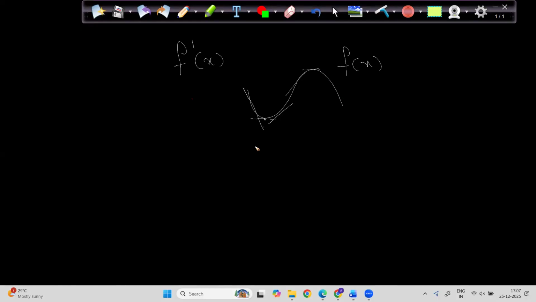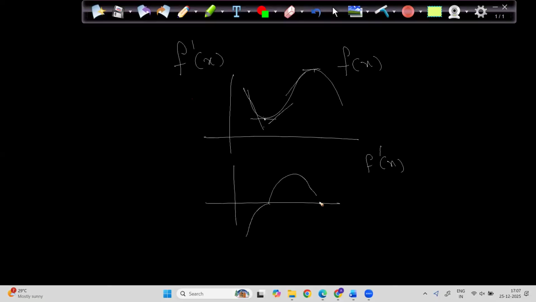So for the same graph, if you want to draw F dash X, here it should be negative. If this is F of X, and you are drawing the F dash X graph for the same curve, here the curve is decreasing, so it should be negative here. It becomes 0 here. Again, it becomes 0 here. So increasing and decreasing. Again, it is decreasing, so negative here. So the graph would be like an inverted U if you try to draw the F dash X graph.